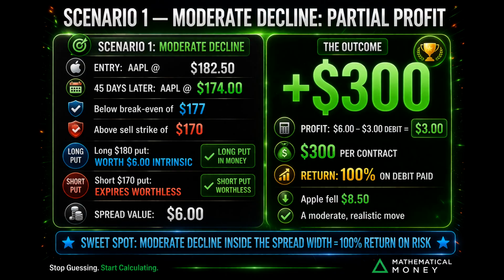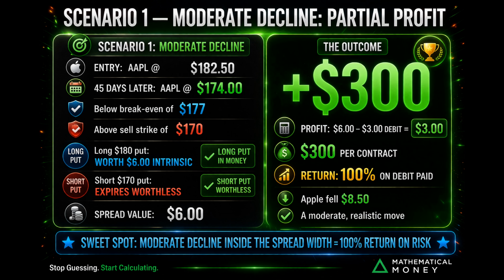Scenario 1. Apple drops to your target. 45 days later, Apple falls to $174, a moderate $8.50 decline from the entry price. Your long 180 put is worth $6 intrinsic value. It is $6 in the money. Your short 170 put expires worthless. Apple has not fallen to 170. Spread value at expiry, $6. You paid $3. Profit, 6 minus 3 equals $3, $300 per contract, a 100% return on the debit paid.